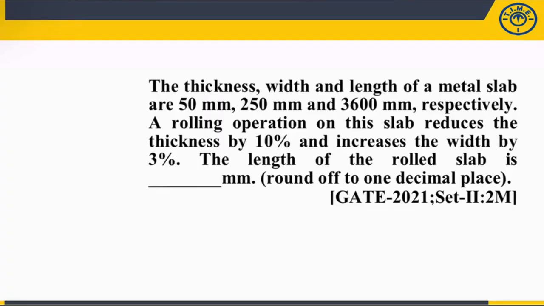So the thickness, width, and length are given. A rolling operation on this slab reduces the thickness by 10%. Width is increasing by 3%. Then what will be the length of the rolled slab? You have to answer in mm.